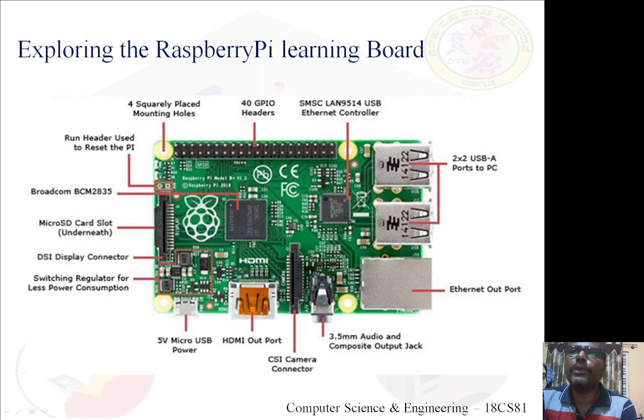3.5 mm audio and composite audio jack. So you have earphones, right? All of you are having earphones. You plug that earphone into your mobile and you listen to music. The same earphone you can plug here. Not only that 3.5 mm audio jack, you can connect even a USB speaker to the Raspberry Pi computer.